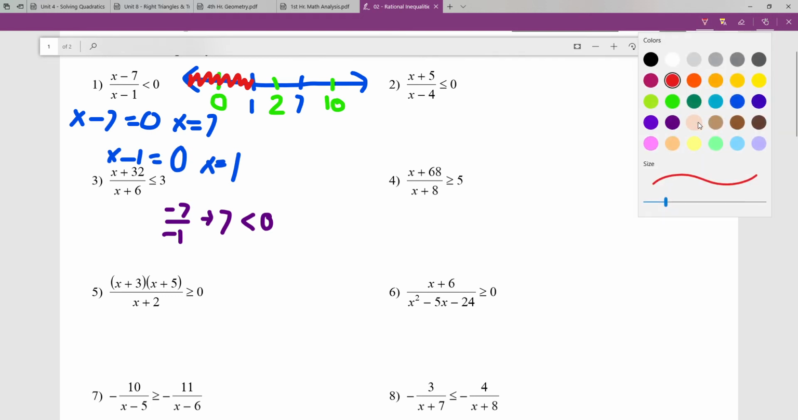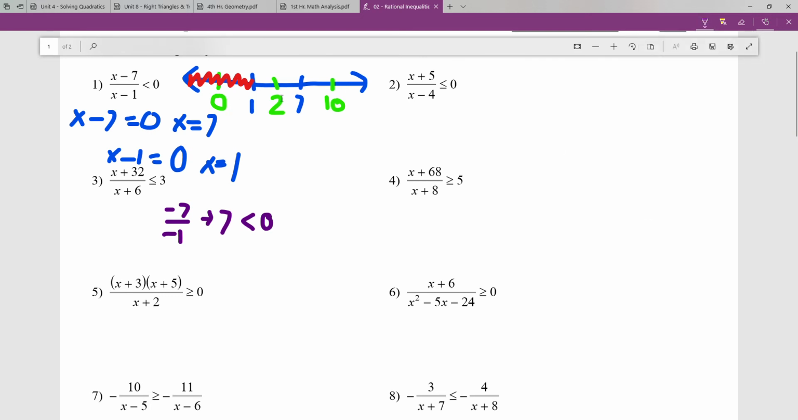So let's try out our next value. 2. 2 minus 7 is going to be negative 5, and then 2 minus 1 is going to be 1. Negative 5 over 1 is negative 5. Is negative 5 less than or equal to 0? Yes, it is. So that means 2 is a value that works for us. So that's good. So this is a positive interval.